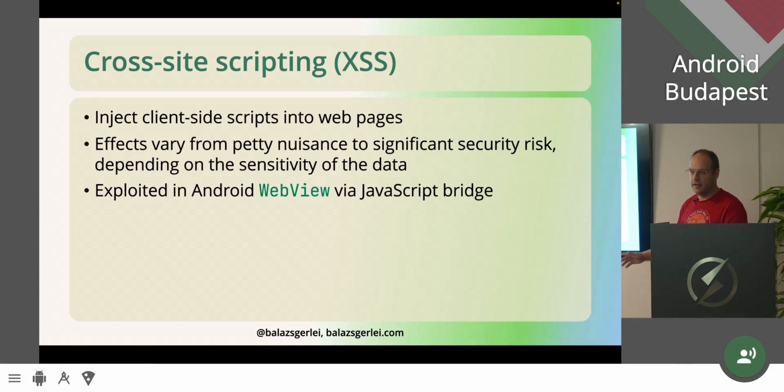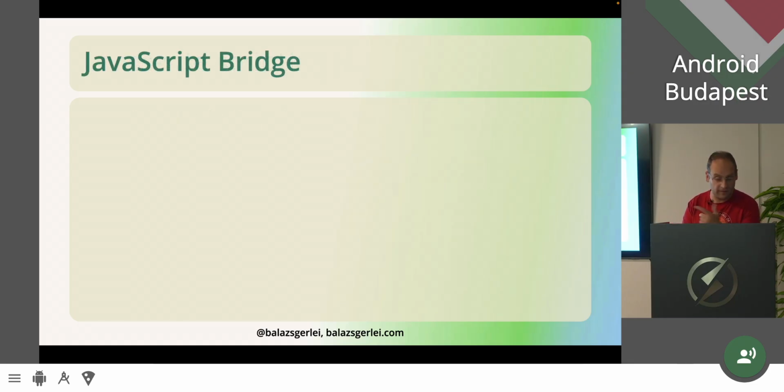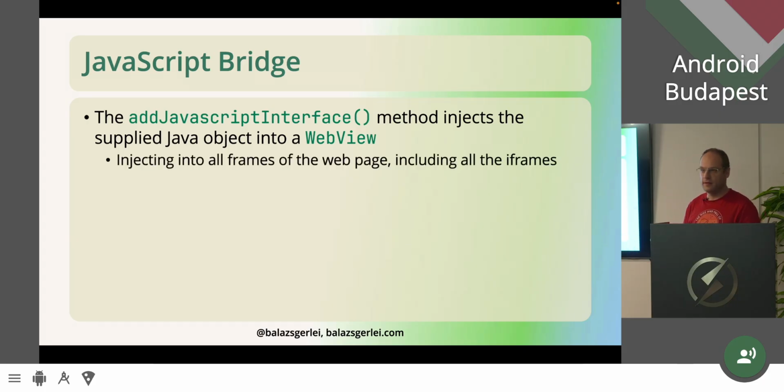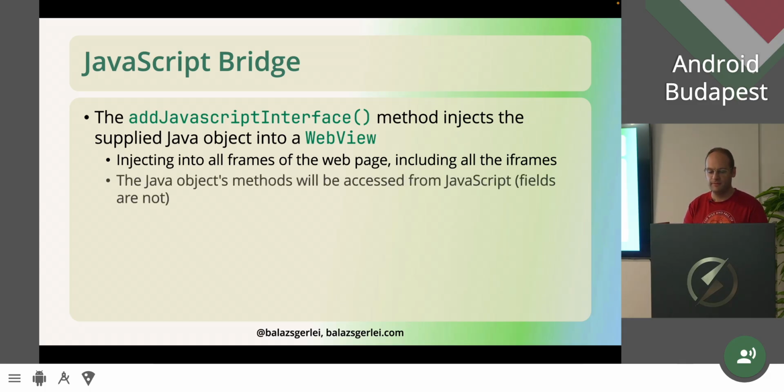So on Android, this is exploited on WebViews via the JavaScript Bridge, which makes it possible to call native methods from inside the JavaScript, or from inside the WebView, sorry. How you do this is you call the addJavascriptInterface method that basically injects the supplied object that you pass as a parameter into the WebView. Interesting to know, I already alluded to this, that this makes it available not just to the embedded page that you probably intended it for, but also any kind of subpages that are included in, for example, iframes.